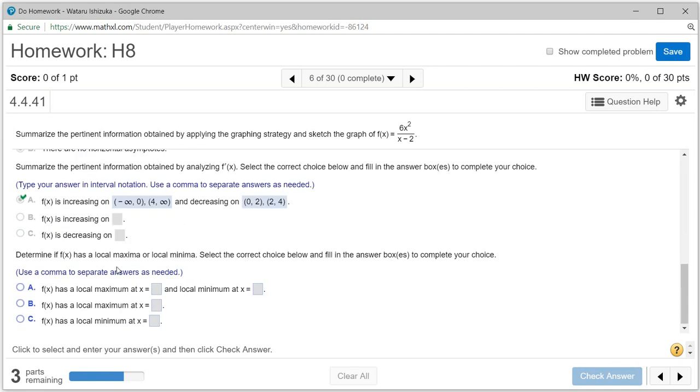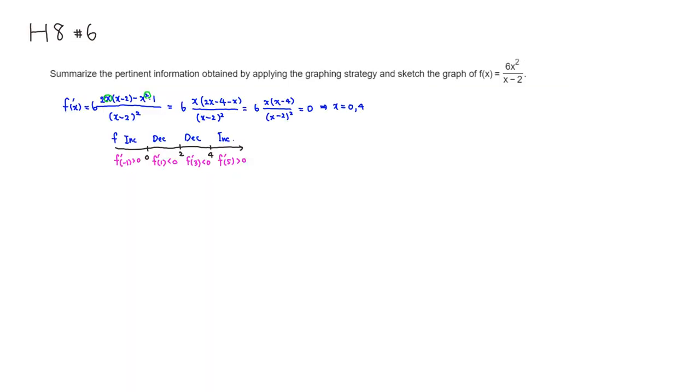Then we want to find the local extrema. You have increasing turning into decreasing, so you're going to have a local max here. And at 2, the function is not defined, so there's nothing there.